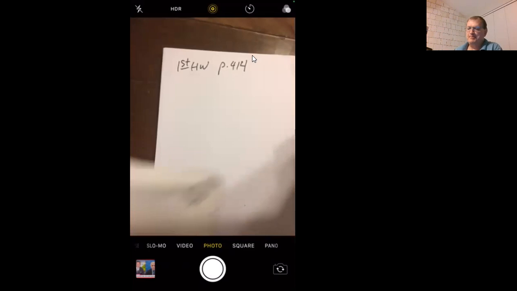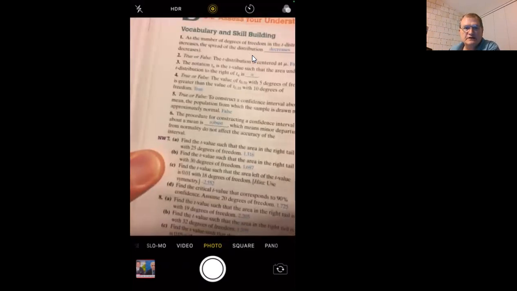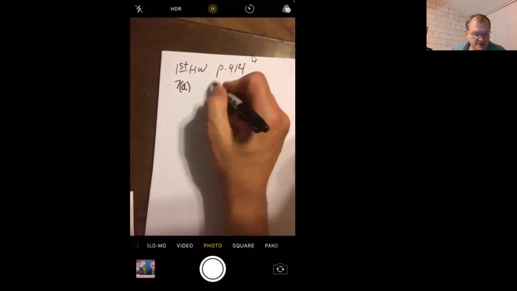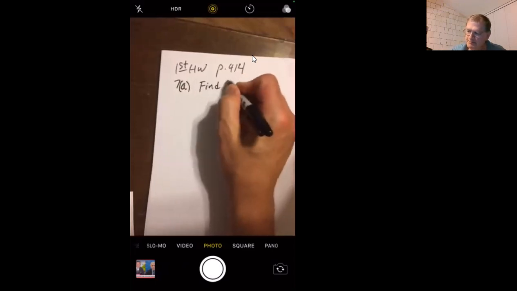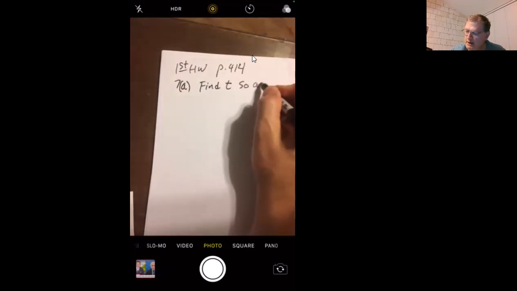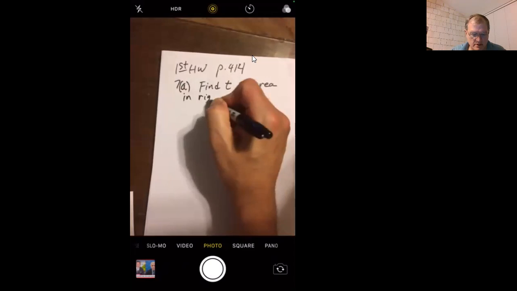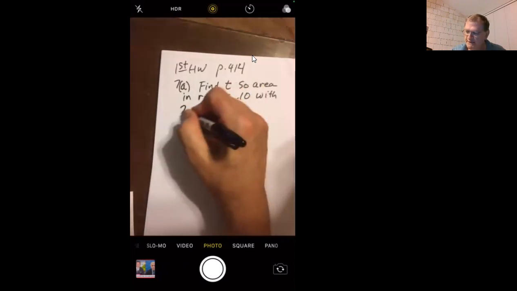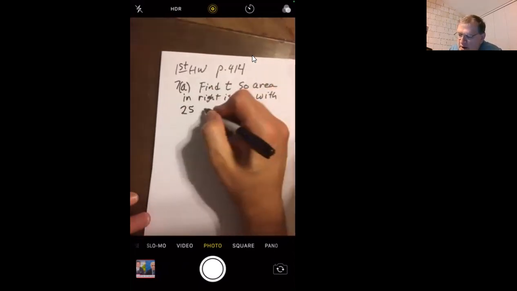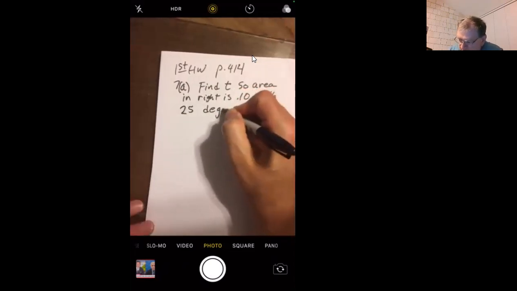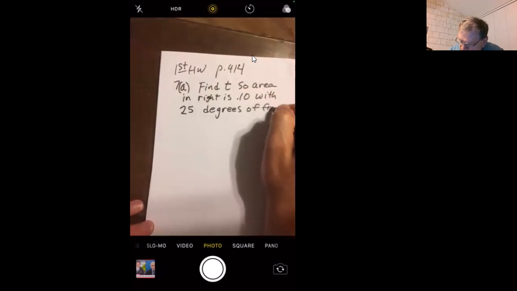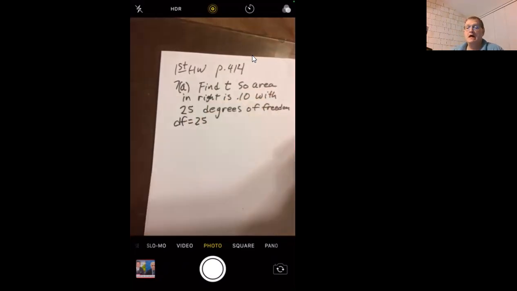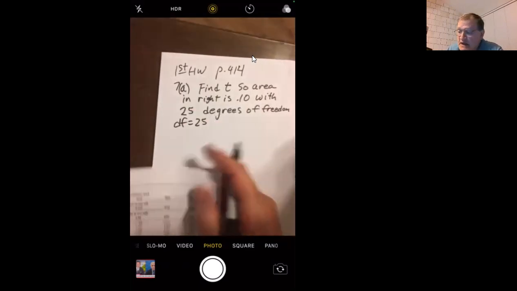And it's number 7 is our first homework. And it's just exercises in using this t table. So 7a, off page 414, find t. So area in right tail, 0.10 with 25, and they write it out. Instead of going DF equals 25, they write it out as 25 degrees of freedom. They just write the words out. They mean that DF is 25, direct DF. All right, in the word problems, they're going to give you n, a sample size, not the direct DF.